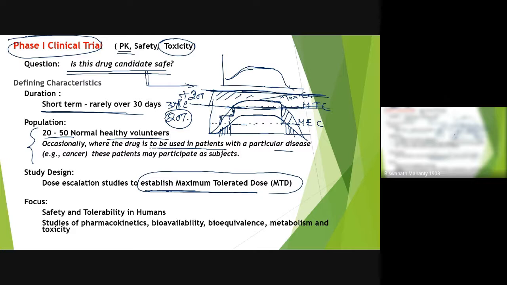So the focus of the study is safety and tolerability on humans. So how can you do that? By, as I told you, pharmacokinetics, bioavailability, I'll talk, bioequivalence also I'll talk. Bioavailability means how much is coming into your body. That is very important. How much is bioavailable? You are taking, for example, a drug which contains 100 milligram, but this is no use until it is coming into blood.